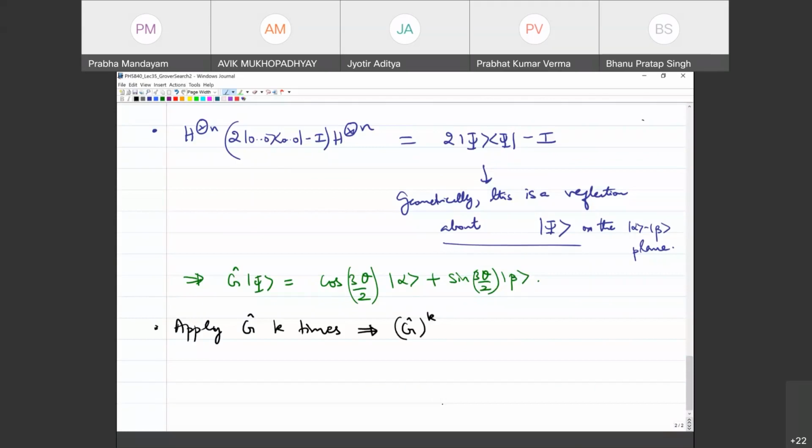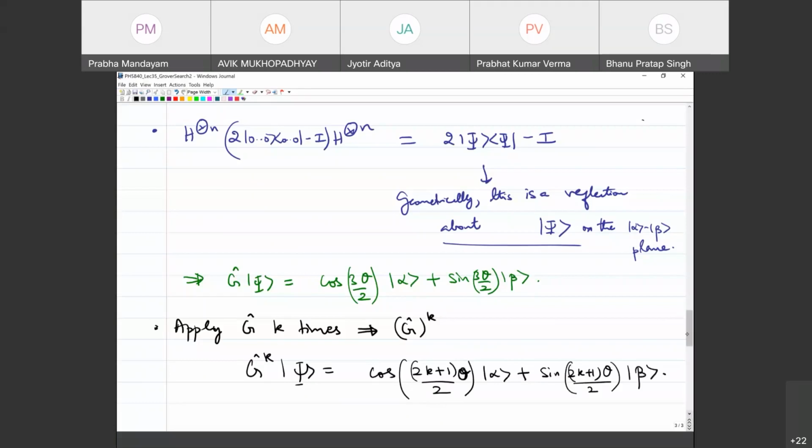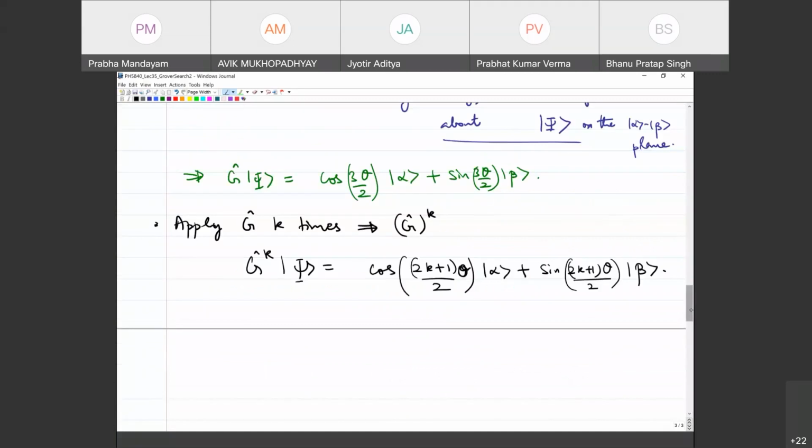Then this acting on psi is cos (2k plus 1) by 2 theta ket alpha plus sine (2k plus 1) theta by 2 ket beta, right? So what we have established is a repeated application of G is rotating the state vector closer and closer to ket beta, right?